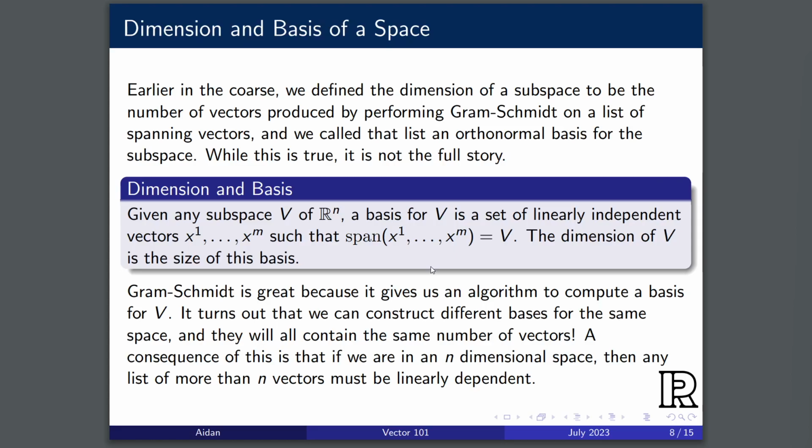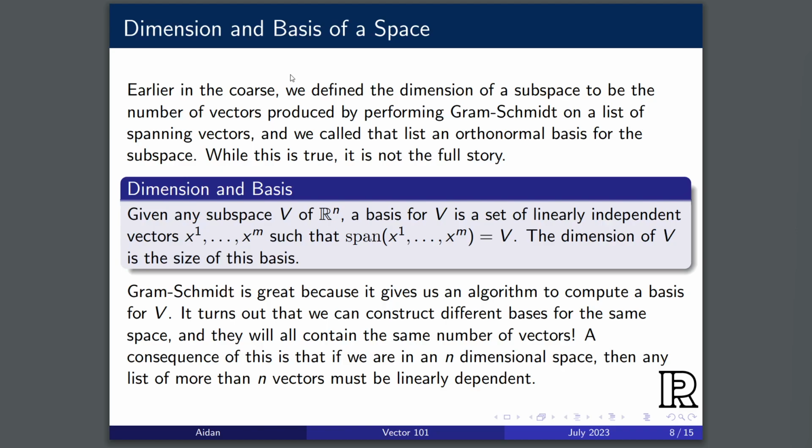So that's the example in 2 dimensions. I'm now going to use the language that we just talked about to redefine some terms. Earlier, we said that a subspace is defined as a span of some vectors, which is true. And the dimension of that subspace is the number of vectors that you get out when you run Gram-Schmidt. That was our definition of dimension. And this is true.